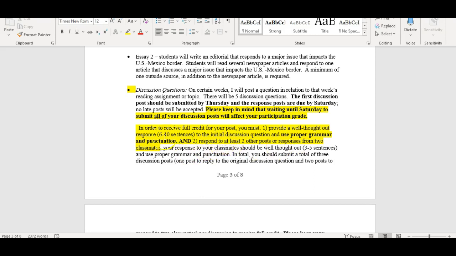So just keep in mind that the first one, in order to receive full credit, should be responding to the original question that I posted, and then after that you have to reply to 2 classmates. Now also keep in mind that to receive full credit, it should be well thought out. So in order to receive the full 20 points, it should actually answer the question, and it should be something that adds to the conversation.